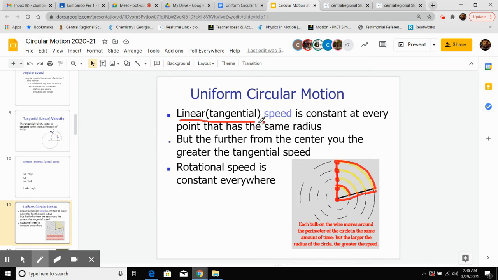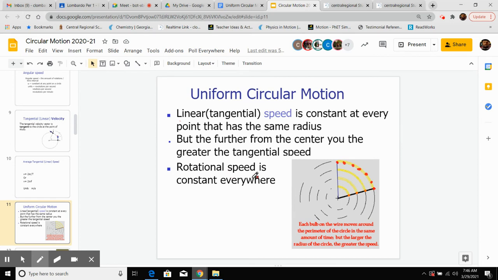Now, that is saying it's constant at every point that has the same radius. So basically, any point along this radius, right? Obviously, because the horse can't change its radius here, it's going to have the same linear speed or tangential speed. It's going to be the same.